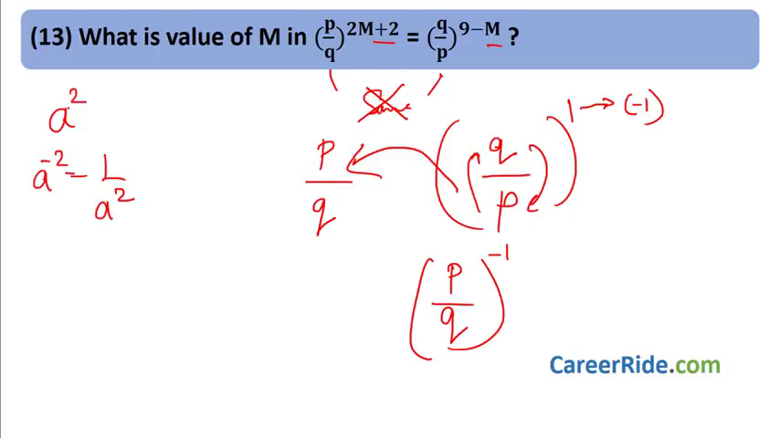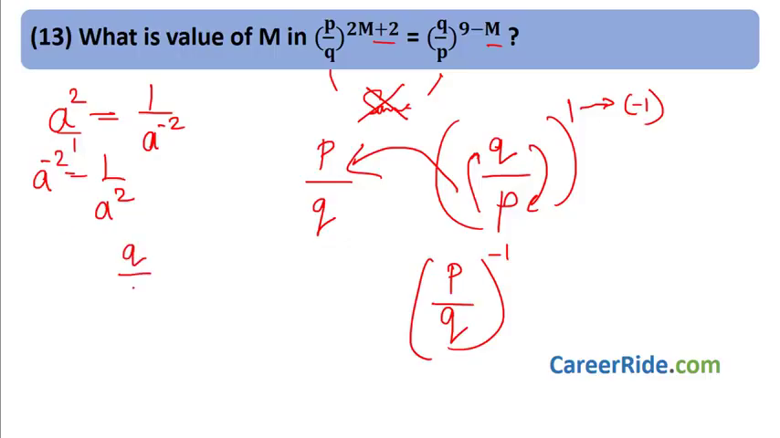That means that if we have a raised to 2, we can write it as a raised to minus 2, correct? So we took a raised to 2, that is a square, below in the denominator, and whatever 1 was there in denominator we took over here, correct? Same way what we did, q we took over here, so it will become q raised to minus 1, p we take over here, it will become p raised to minus 1, we take the minus 1 common.